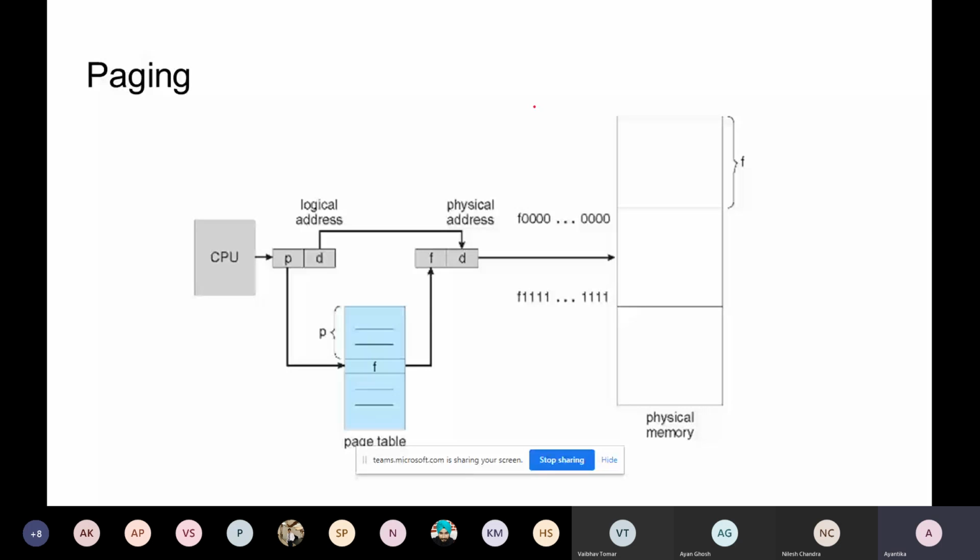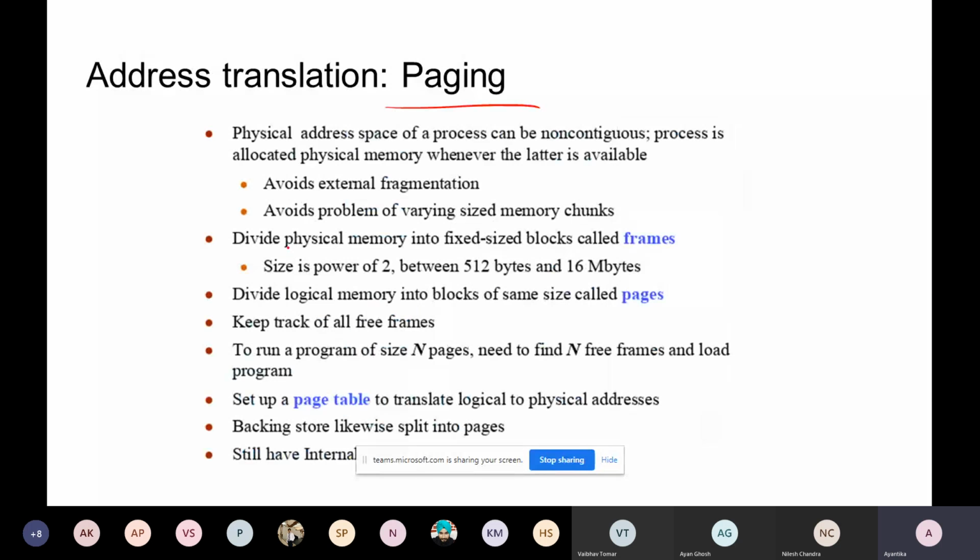The paging concept tells you that you divide your logical address space into fixed size blocks, and those blocks are called pages. So logical memory you divide into fixed size blocks, that is pages, and physical memory you divide into fixed size blocks, those are called frames. This way you are creating a mapping, and that is called the page table.